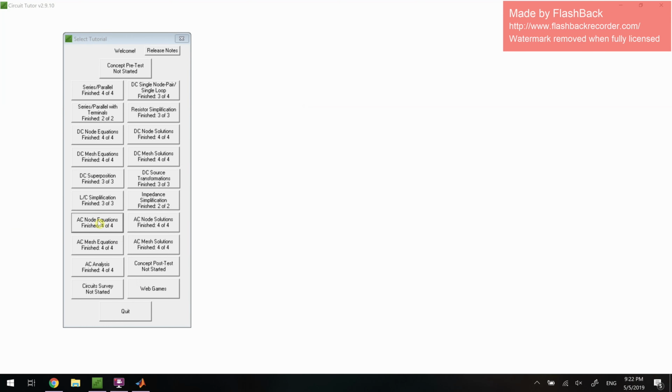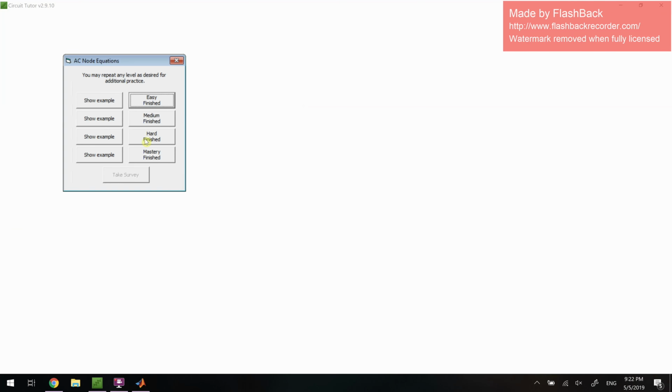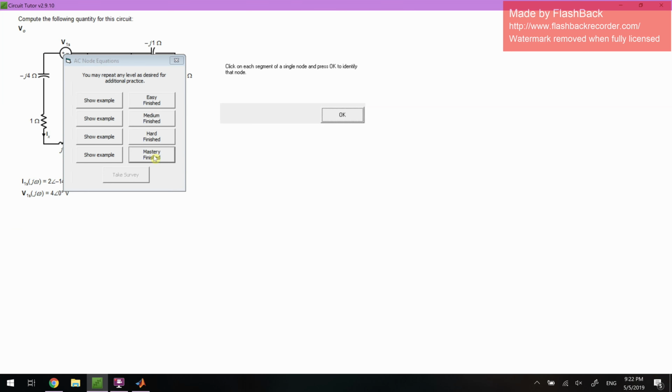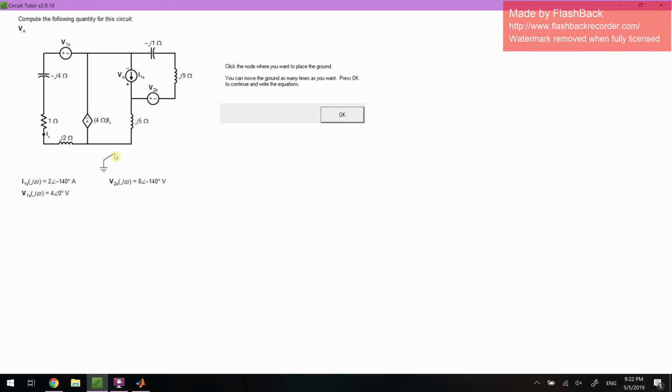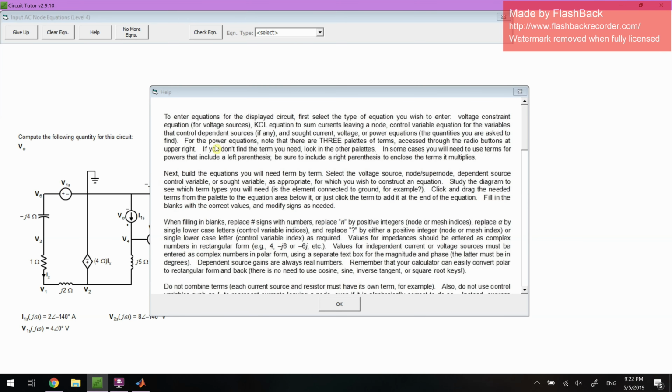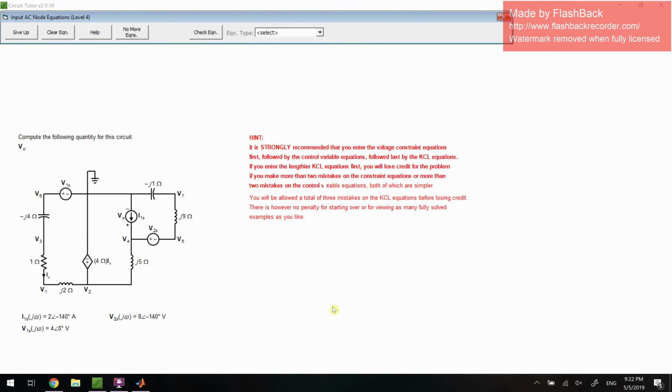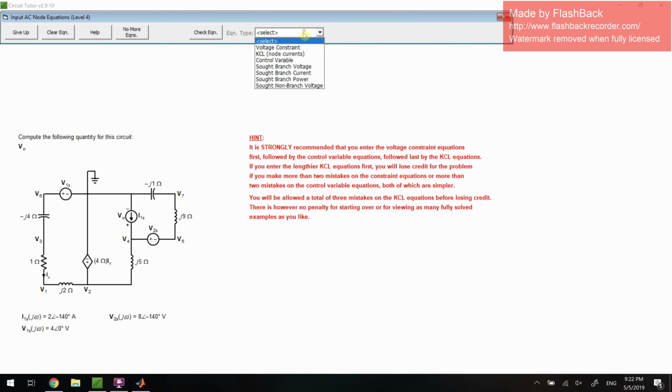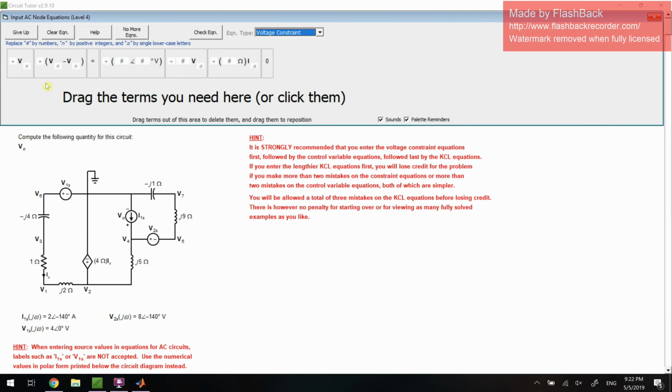Alright, so this is a tutorial for the AC node equations tutorial in Circuit Tutor. I'm going to do a mastery level problem in hopes that this will address any concerns from any previous levels. So the first thing we have to do is pick the ground. I'm going to pick the node with the most voltage supplies. This will just make our life easier later, but you are free to pick whichever node you prefer. It doesn't make a difference in the solution.